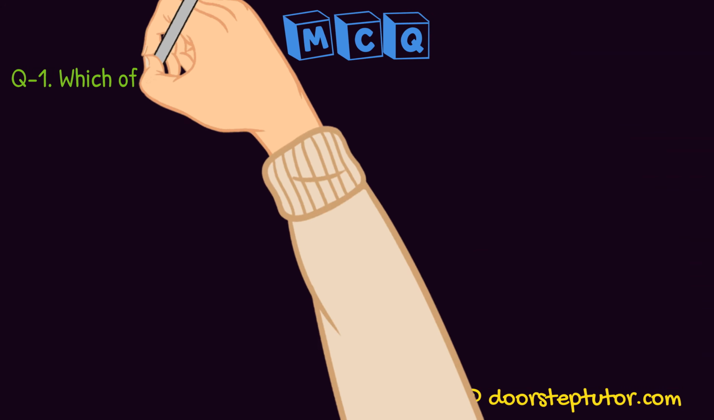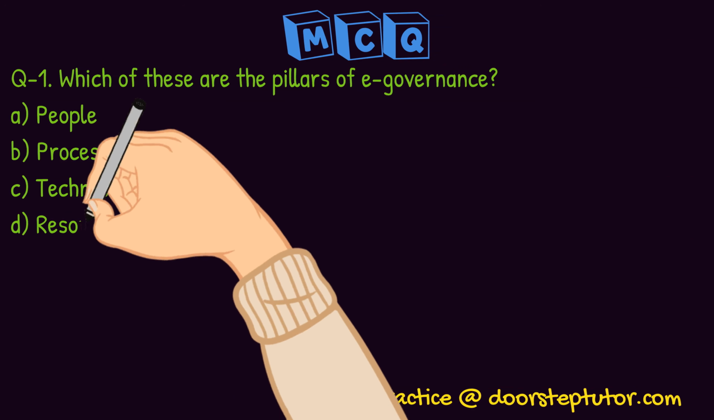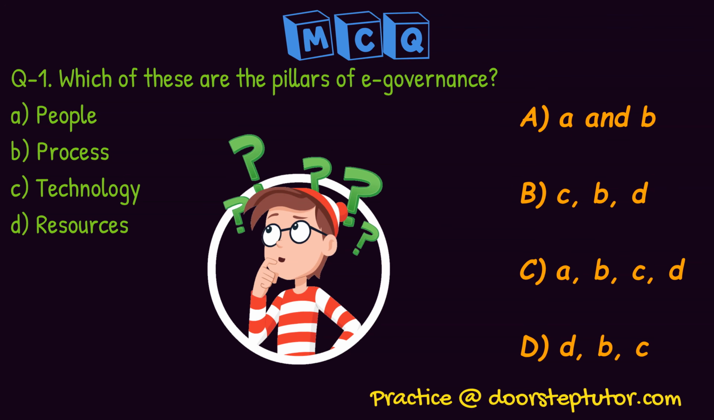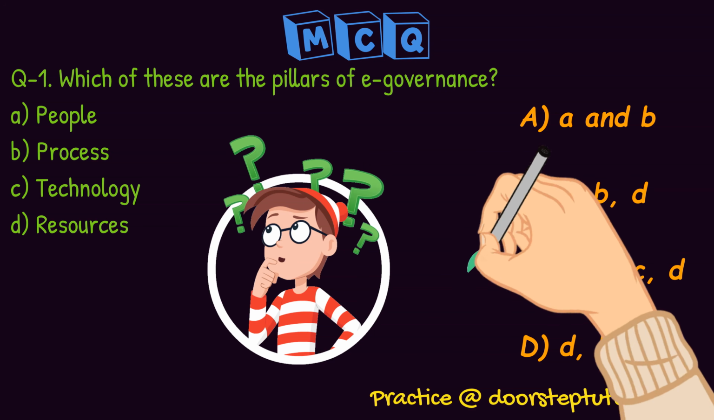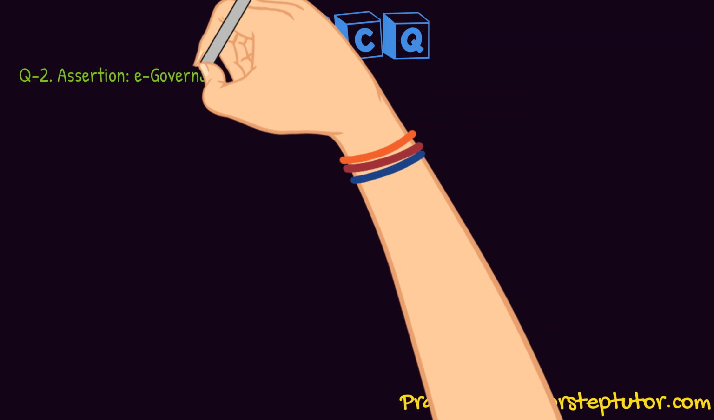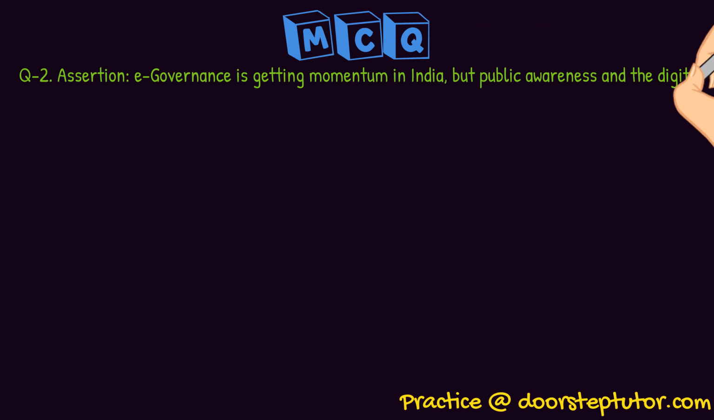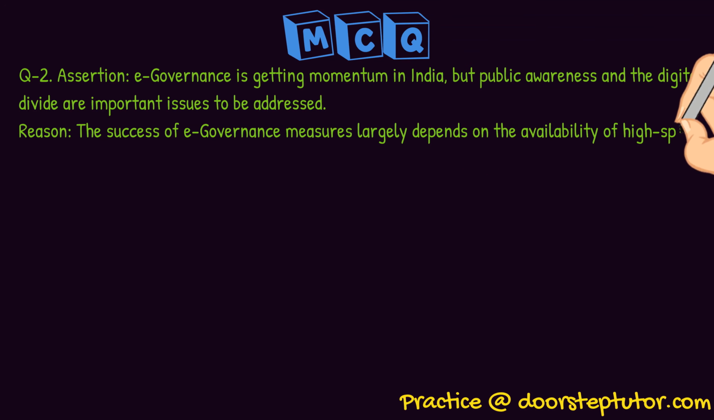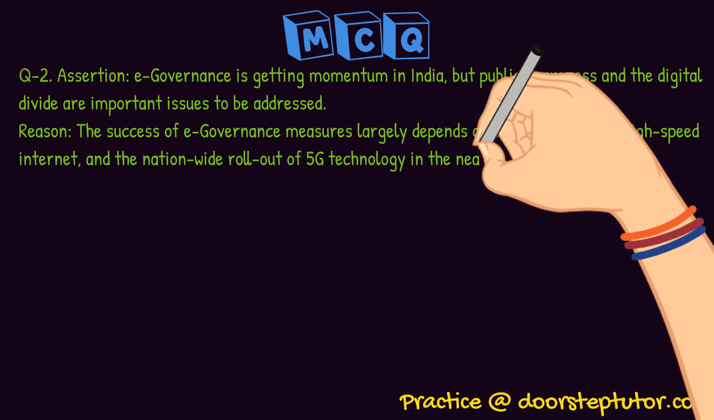Question number 1. Which of these are the pillars of e-governance? So there are 4 pillars of e-governance, on which the foundation is based: people, process, technology and resources. It is only because of these 4 pillars that the e-governance can function effectively. Even if one is missing, it will not function properly. Question number 2 is an assertion and reason given. Assertion: e-governance is getting momentum in India, but public awareness and digital divide are important issues to be addressed.